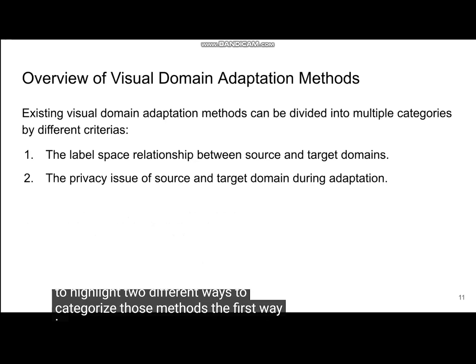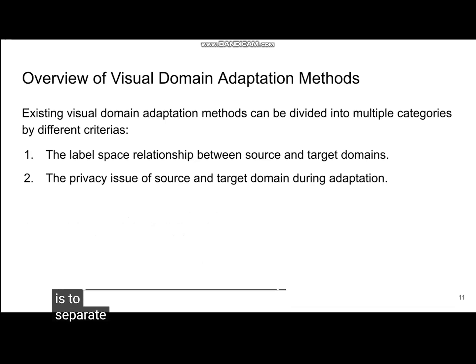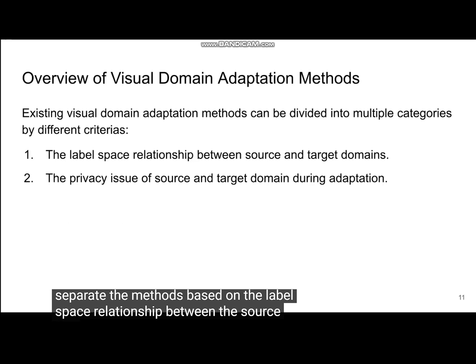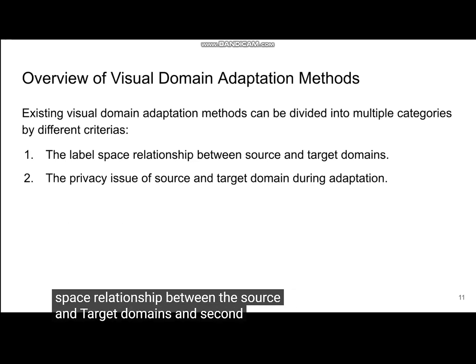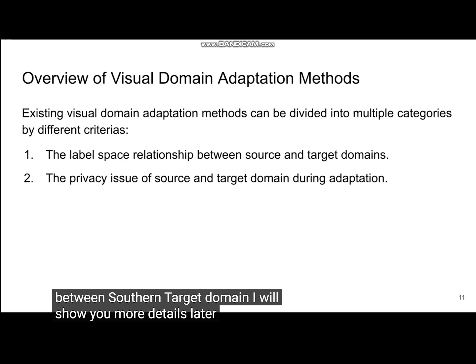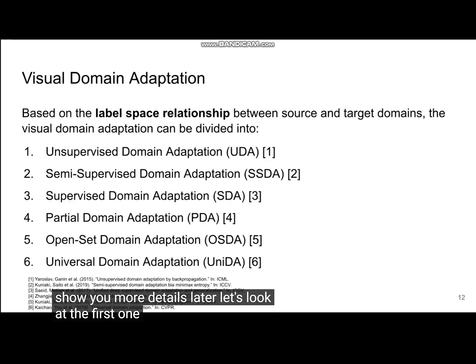The first way is to separate the methods based on the label space relationship between the source and target domains. And the second one is to consider the privacy issue when you do the adaptation between source and target domain. I will show you more details later. Let's look at the first one.